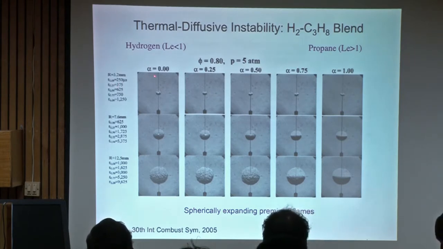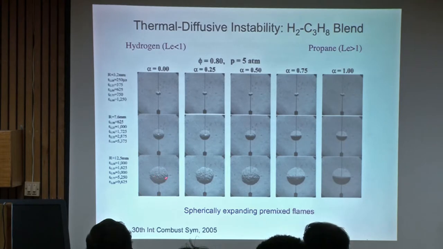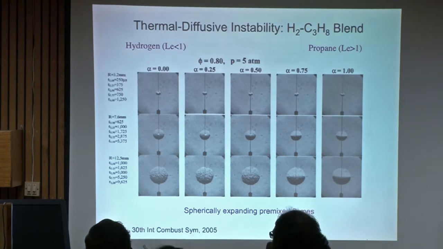So what happens? Here the flame speed will increase with stretch. You see the surface is not smooth, you get these wrinkles on the flame surface, because of the flame instability, which is related to the stretch and Lewis number. So you see the wrinkles, they develop as the flame propagates.